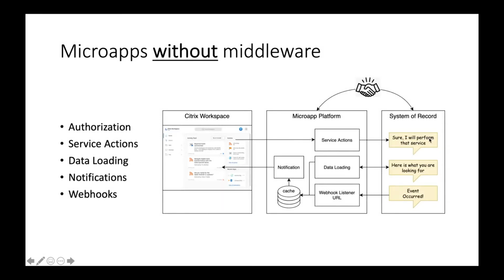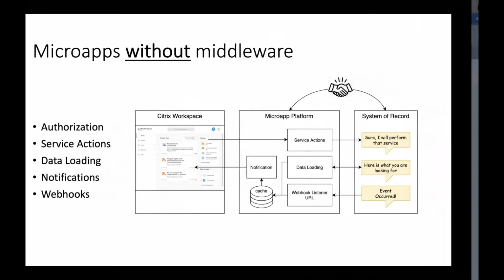Sure, I'll provide that service for you. Get data that you're looking for, present it as a notification to the user, or in the case of webhook listeners, wait for an event to occur that you're interested in on the system of record and let that produce a new notification. So what does that look like in the builder?